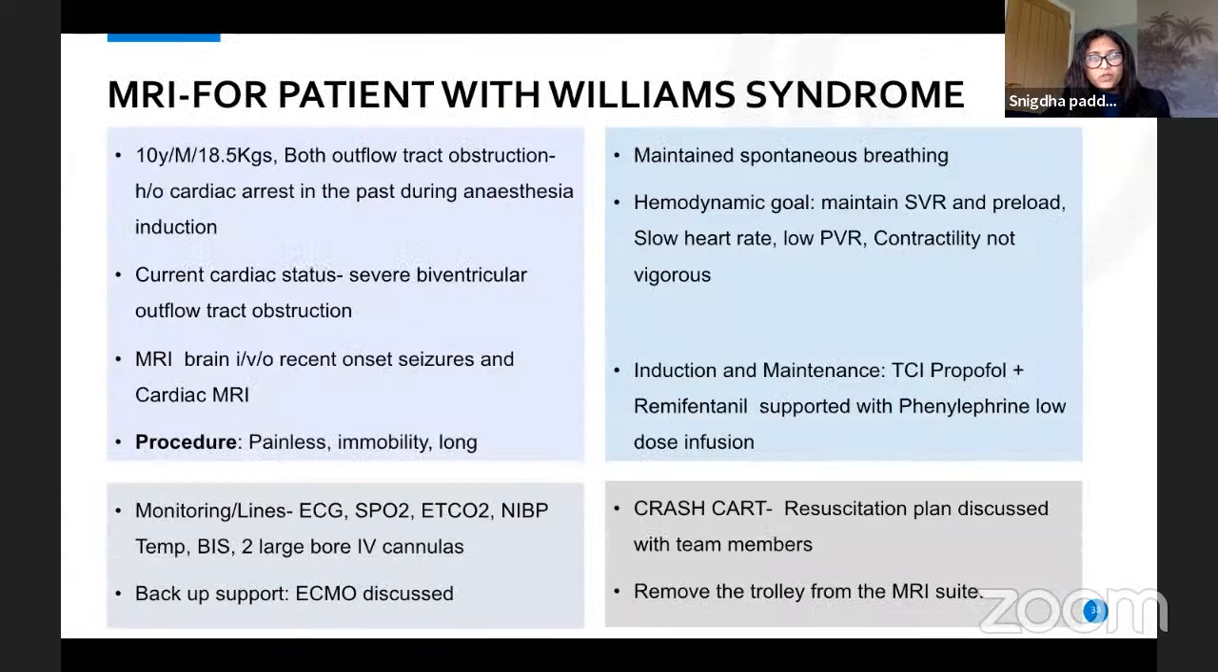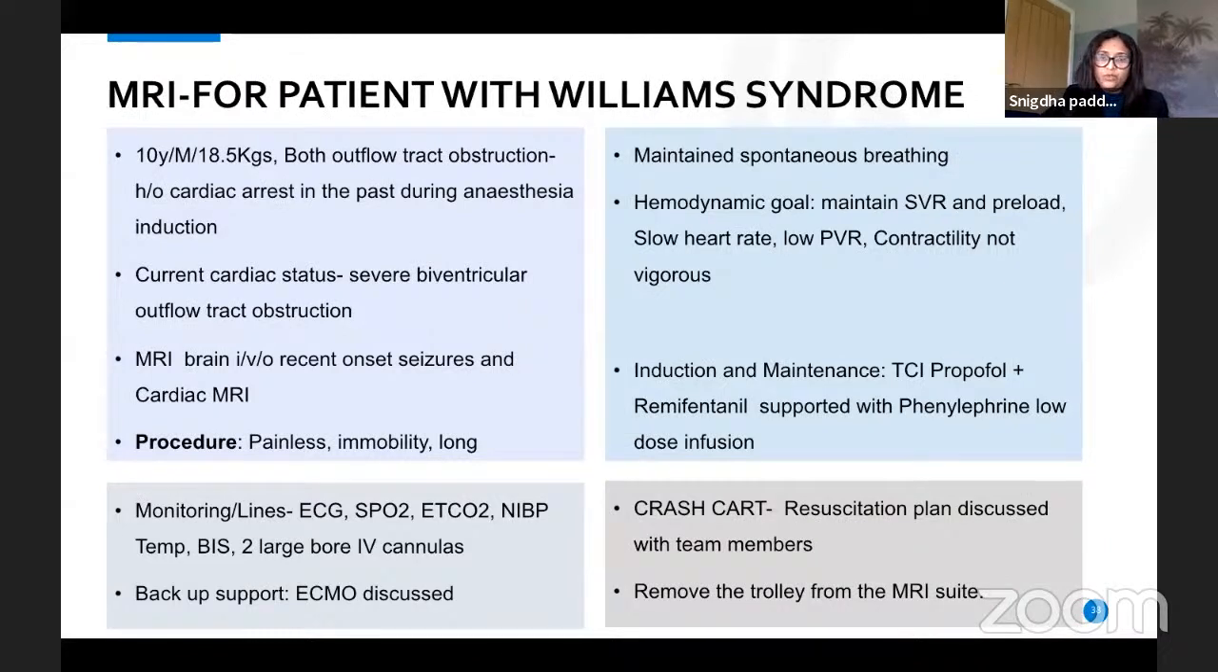So there was another patient who was 10-year-old, 18.5 kilo, with both outflow tract obstruction, history of cardiac arrest in the past during anesthesia induction. Now he comes back with recurrence of severe biventricular outflow tract obstruction, came for MRI brain in view of recent onset seizures and cardiac MRI. So what was desired from us? It is a painless procedure, but it needed immobility, and it was a longer duration than usual MRI.